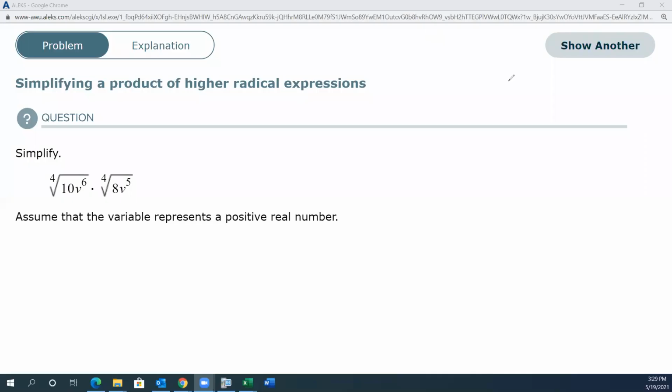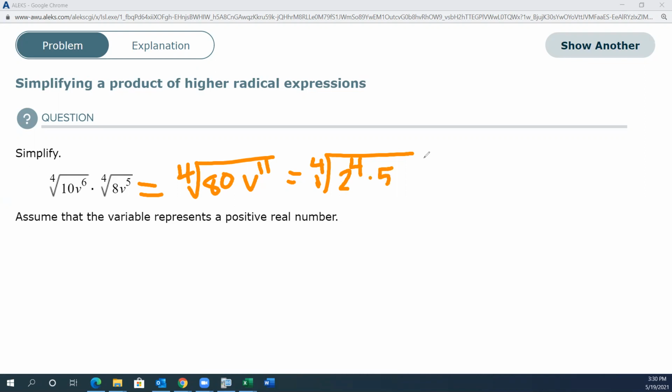Now we do the same thing again, except this time, it's not square root, it's fourth root. But again, it's not really that big of a deal, as far as differences. So they're both fourth roots, so I can combine them all. And 10 times 8 is 80. And y to the 6th times y to the 5th would be y to the 11th. Looking for groups of 4. I know that if you factor 80, it's 16, 2 to the 4th, times 5. And then there's a couple of groups of y's with 3 left over.